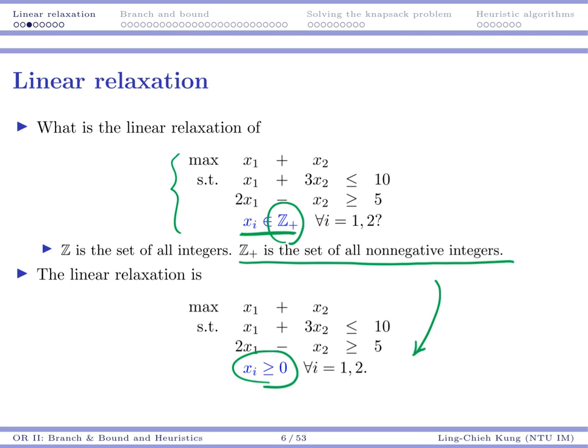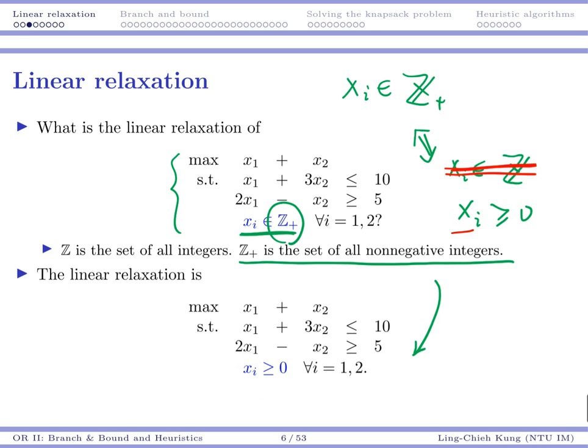So here, don't forget, when we say xi is in Z plus, that means xi is in Z and xi is non-negative. So when we do relaxation, we only take away the integer constraint. You still have that non-negativity constraint. It should still be there. So if you take away the whole thing here, then you are wrong. You must make xi remain non-negative. So that's linear relaxation.